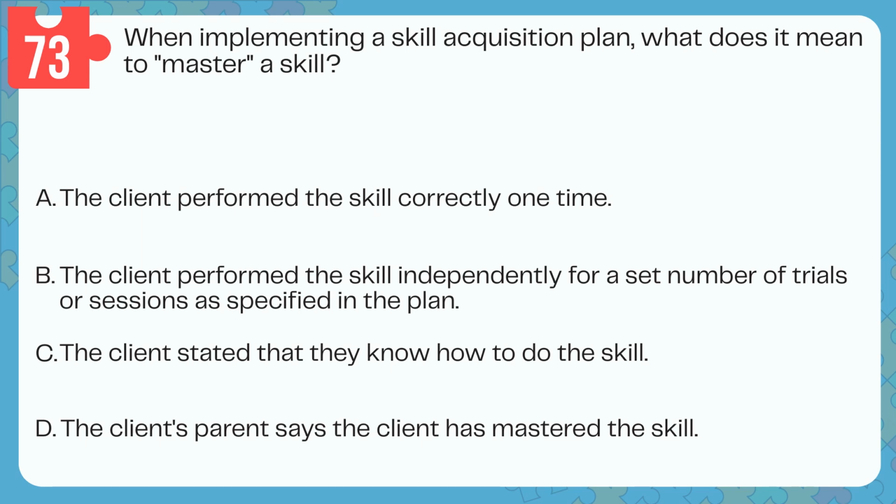Question 73. When implementing a skill acquisition plan, what does it mean to master a skill? A. The client performed the skill correctly one time. B. The client performed the skill independently for a set number of trials or sessions as specified in the plan. C. The client stated that they know how to do the skill. D. The client's parent says the client has mastered the skill.